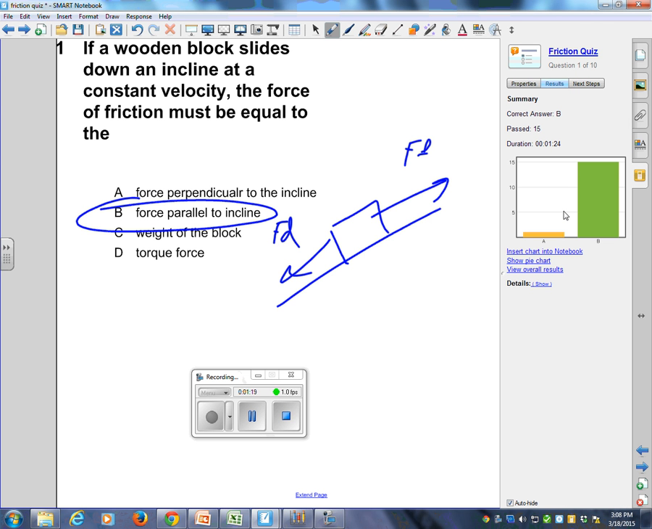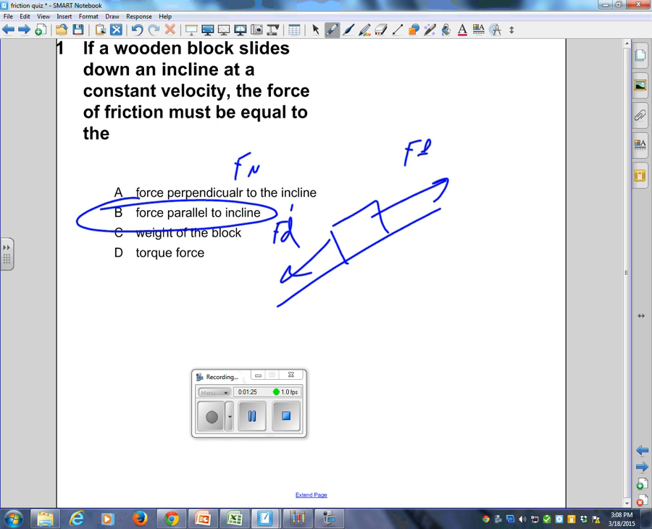That's good. Would it help if you saw a picture? Likely. Would it help if I said FN and FD? Yeah, it likely would have. Like if I'd labeled those FN and FD instead of force perpendicular and force parallel, yeah, it likely would have helped, right? But I'm trying to challenge you a little bit as well. It's okay, as long as you know it. Stop worrying about the number.